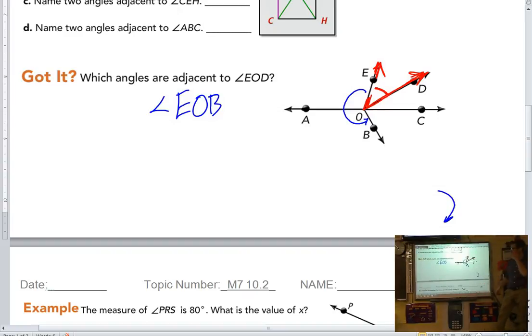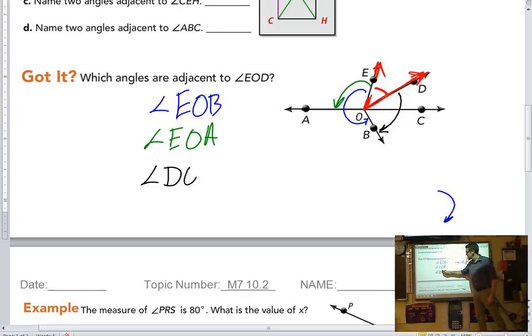Xavier? EOA, right here, that'll work. Andrew? DOB. DOB is right here. That shares a side and a vertex. Yeah, Lily? I'm not sure, but what about DOC? DOC is right. I should not use red right there. So that'll work.